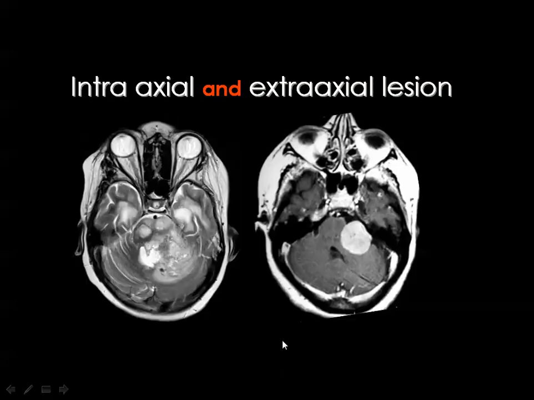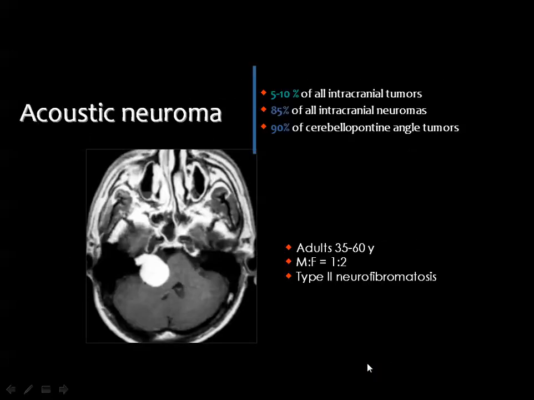And this is the difference by MRI. This is MRI T2 weighted image of a brain stem tumor obliterating the ipsilateral cerebellopontine angle cistern, while this is the case of a cerebellopontine angle meningioma compressing the brainstem and causing widening of the ipsilateral cerebellopontine angle cistern. Then the most common cerebellopontine angle tumor is the acoustic neuroma, and it represents about 90% of the cerebellopontine angle lesion tumors and about 85% of all intracranial neuromas.